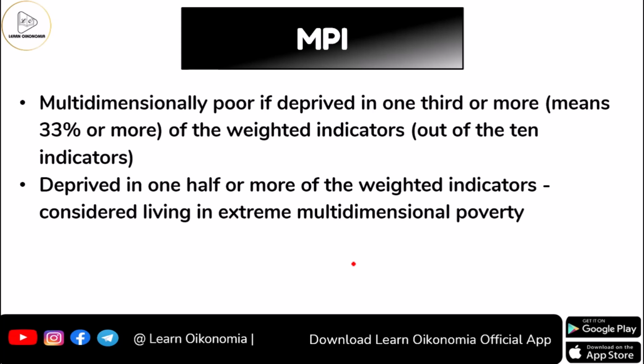And what would happen if the person is deprived in more number of indicators? Mostly, if a person is deprived in 1/2 or more of the weighted indicators, then you call that person extremely poor, or extremely multidimensional poverty is there with that particular person.